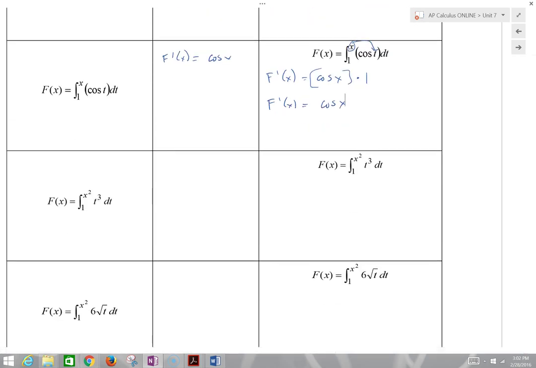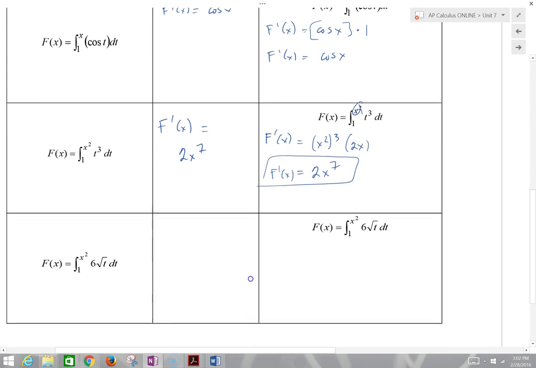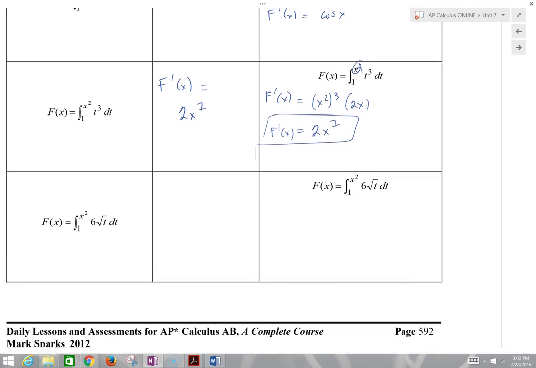Now let's try x squared. From the previous page, this is the one that surprised us: we have 2x to the 7th. When we do it using the fundamental theorem of calculus, we plug this in there, so we get x squared to the 3rd, and then we use the chain rule to take the derivative of x squared, which is 2x, which gives us 2x to the 7th. It is, of course, acceptable to go the long route, but this is kind of just a shortcut.